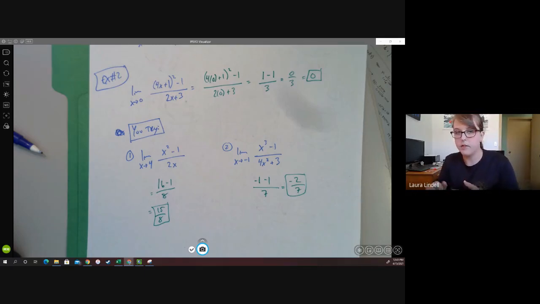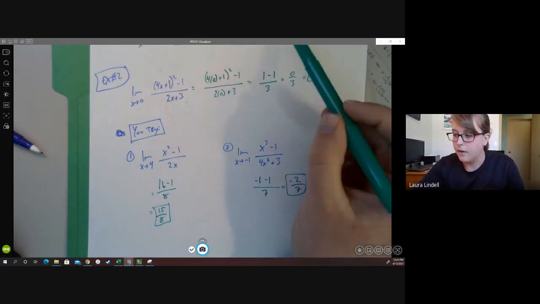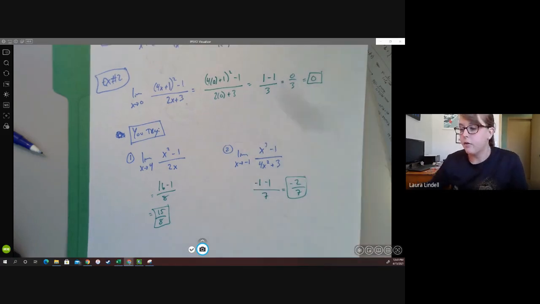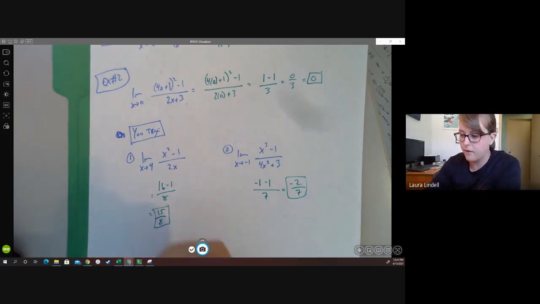This is the simple case, where what you get works out really nicely. You end up with a fraction or an integer of some sort when you plug in the value. We're going to take a look now at what happens if we end up with something called indeterminate form.